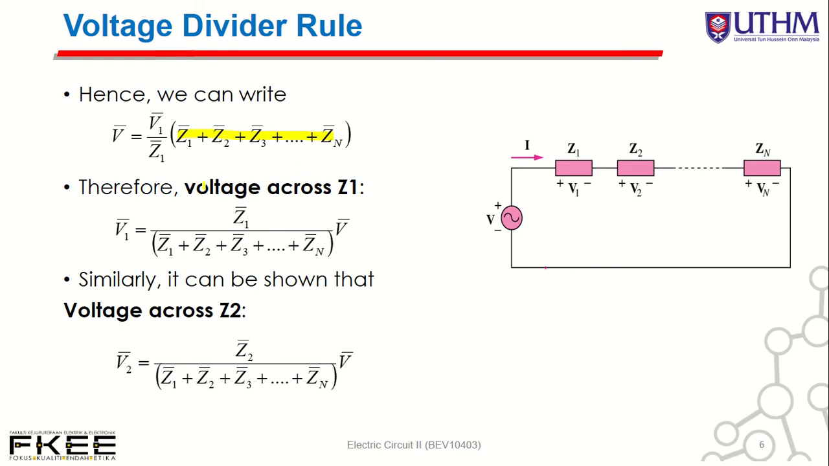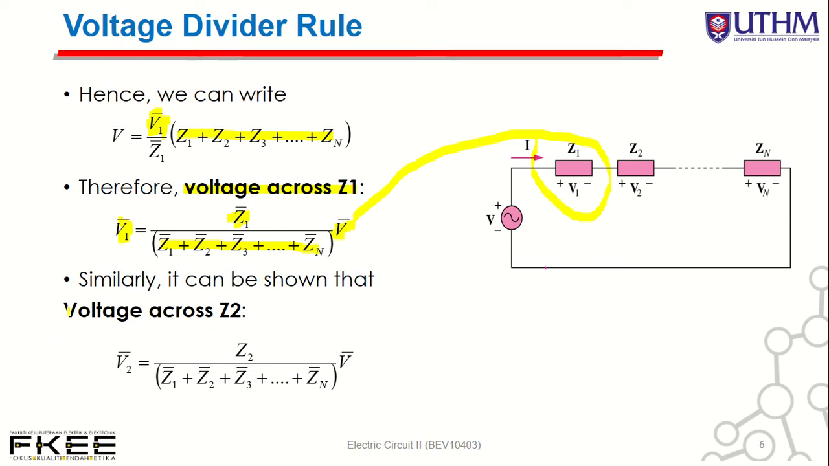So how to determine the voltage across Z1? The voltage across Z1 means V1. How to determine V1? We can rearrange this equation. V1 equals Z1 divided by total Z, the summation of Z1 plus Z2 plus Z3 until Zn, times the supply V. So you can get V1, and you can determine the voltage across Z1 equal to Z1 divided by total Z times V.